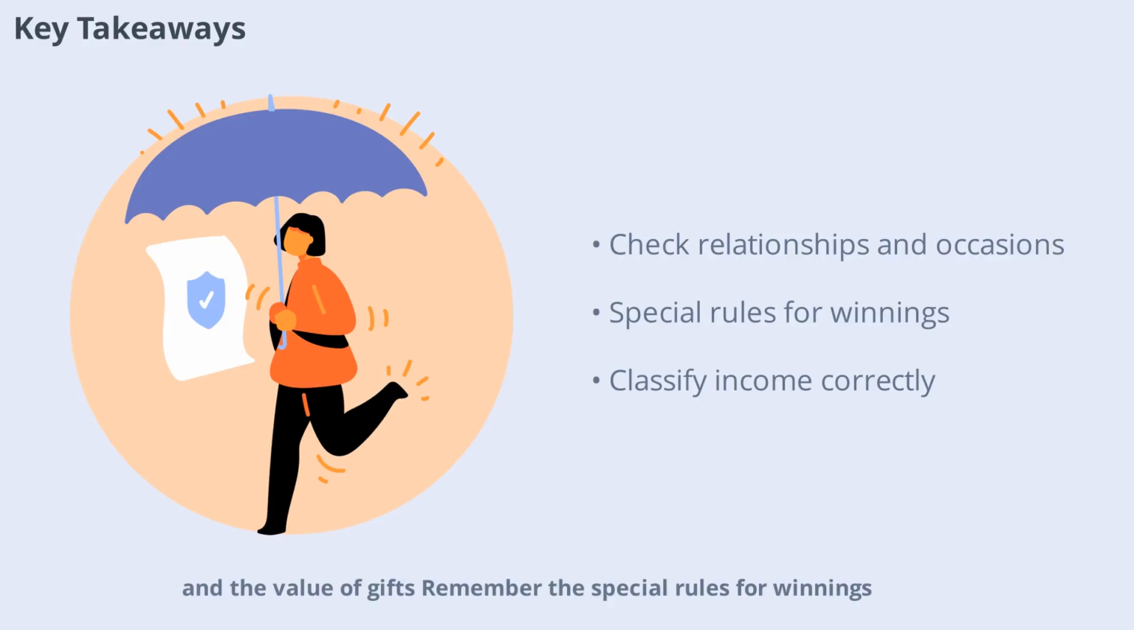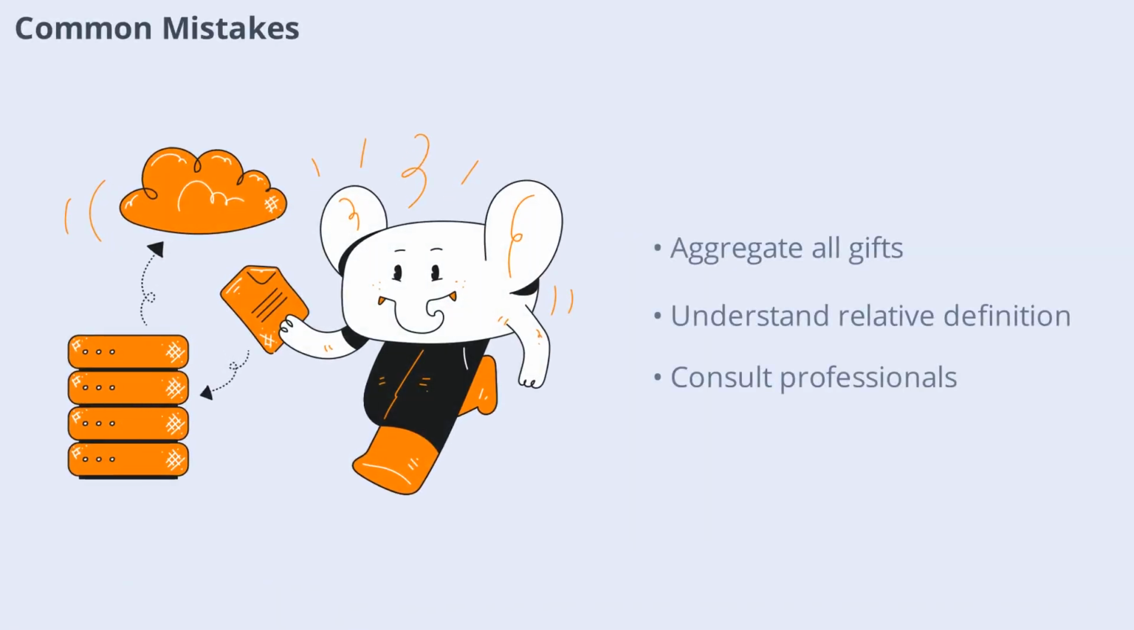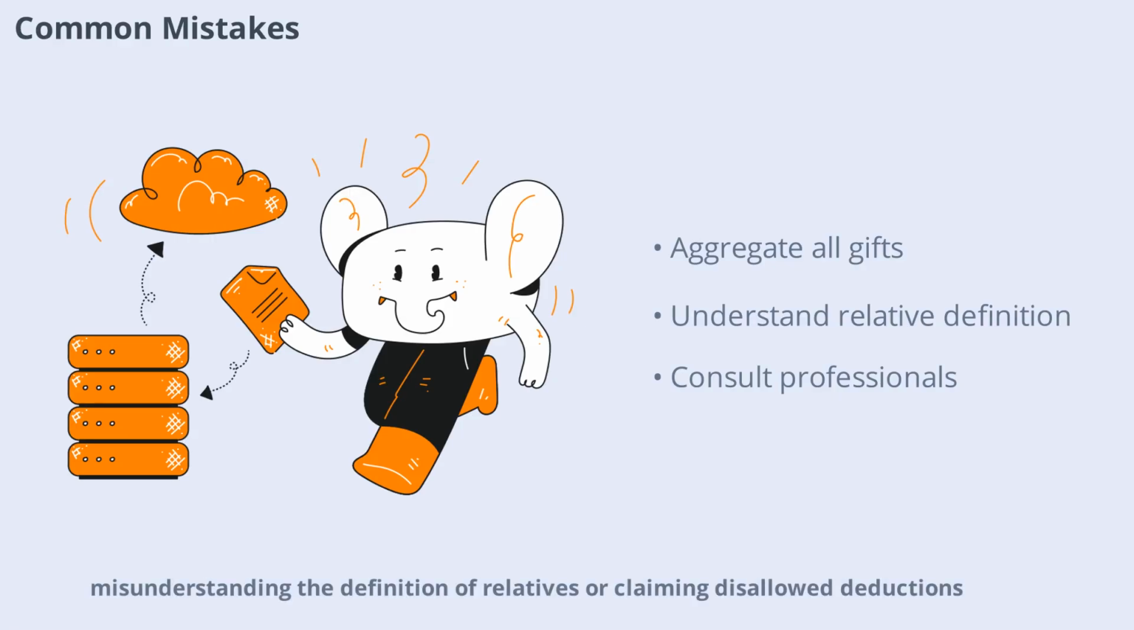Remember the special rules for winnings, property transactions, and rental income. Proper classification ensures you pay the correct tax and avoid penalties. Taxpayers often make mistakes by not aggregating all gifts, misunderstanding the definition of relatives, or claiming disallowed deductions. Always aggregate all gifts from non-relatives and remember that only certain expenses are deductible.